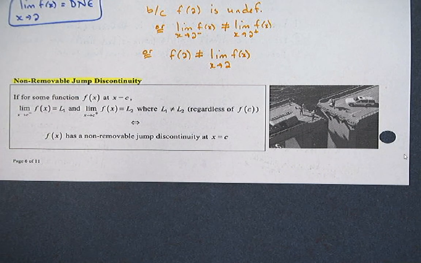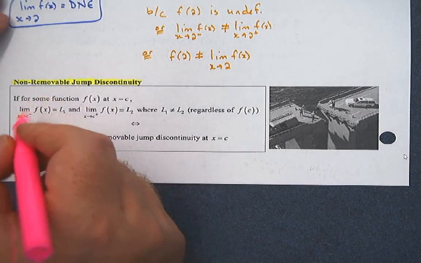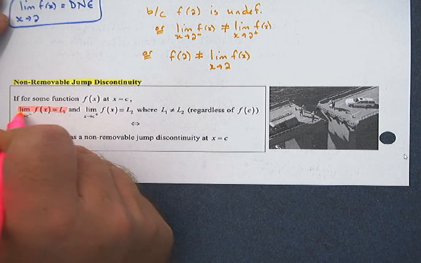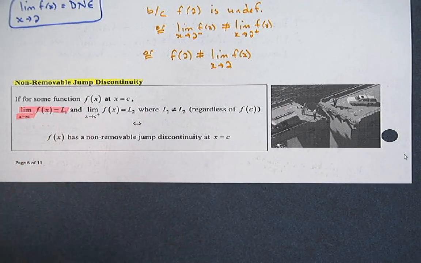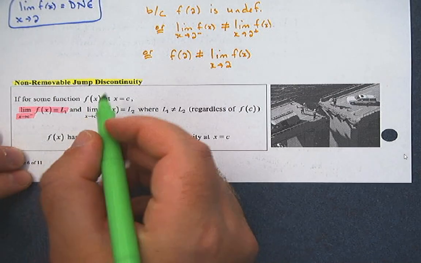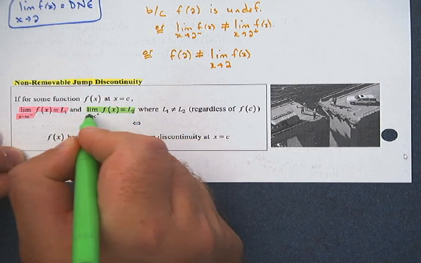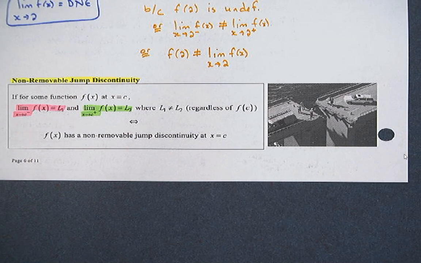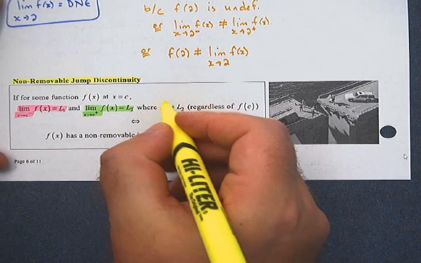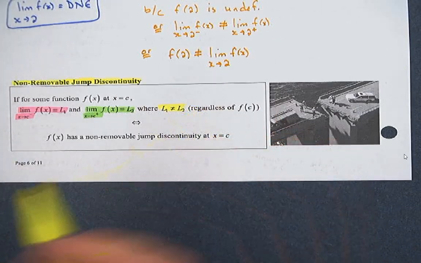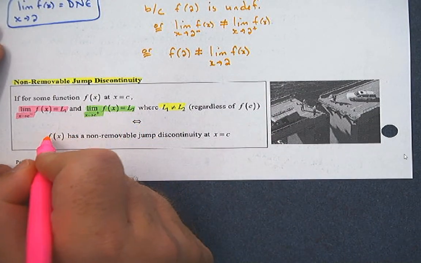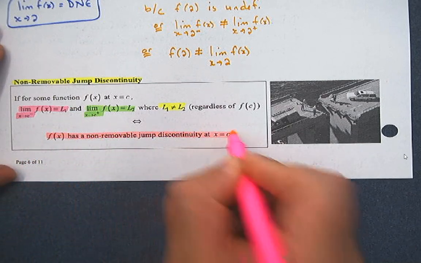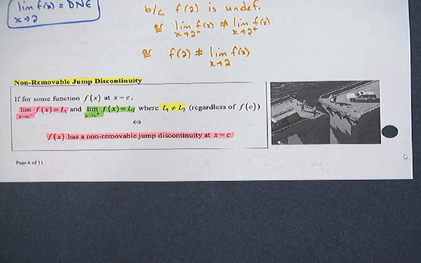We know we have a jump discontinuity if the limit from the left is some number, L1, and the limit from the right is some number, L2, and L1 does not equal L2. So they are not at the same height. We would say then that f has a non-removable jump discontinuity at that c value.